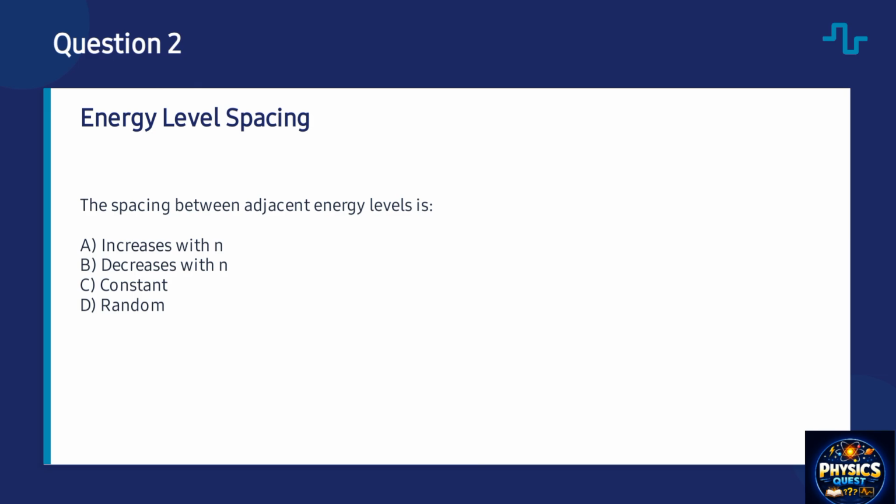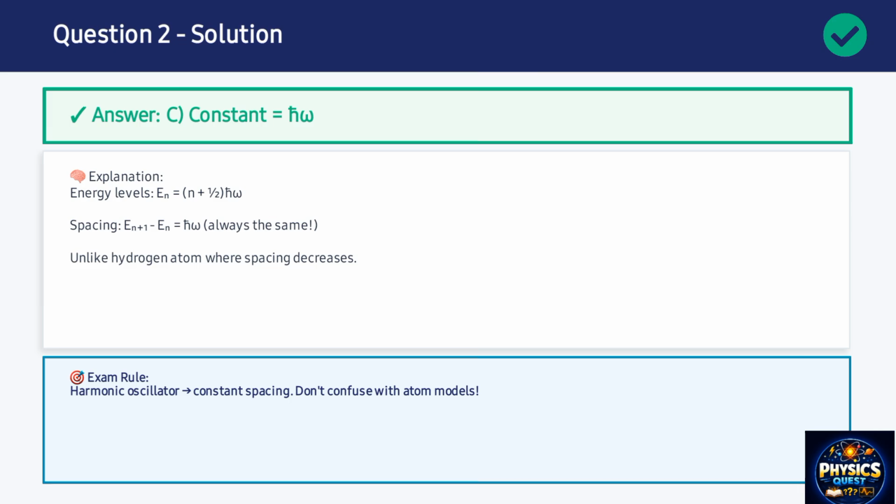Question 2. The spacing between adjacent energy levels is: option A, increases with n; B, decreases with n; C, constant; D, random. Correct option is answer C, constant, equal to ħω.